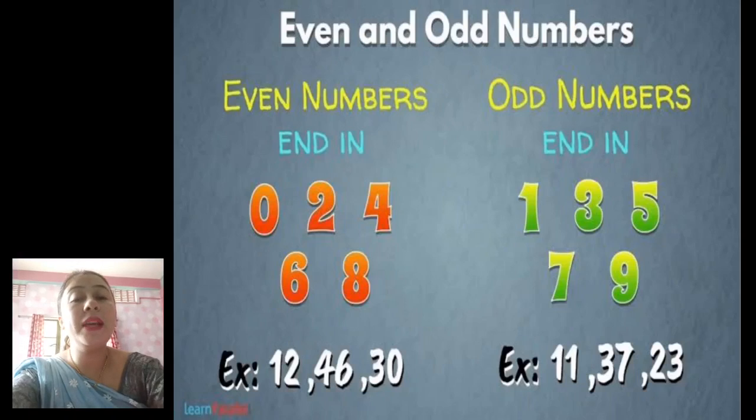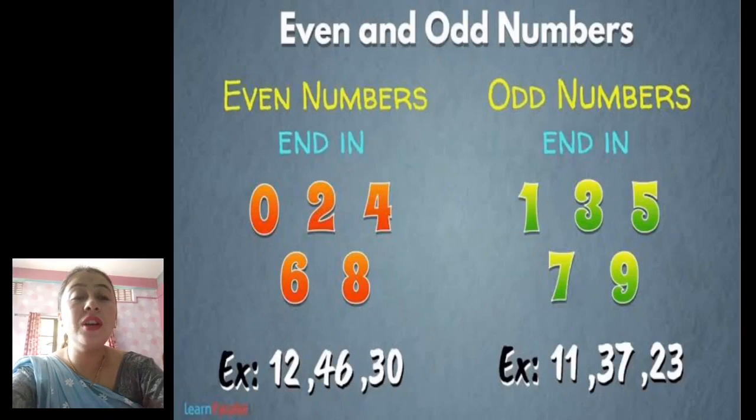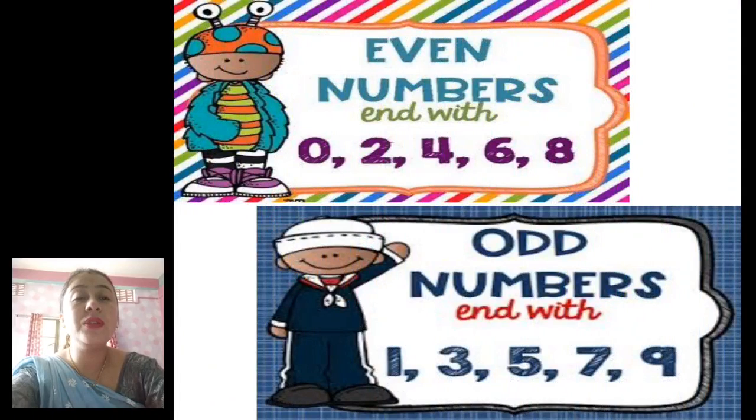And the odd number ends in 1, 3, 5, 7 and 9. So you can say 11, 1 is there in the ones position, so 11, 7 is there in 37's ones position, so 37, 23, these all are odd numbers. So even number, I am repeating it again children, even number ends with 0, 2, 4, 6, 8 and odd number ends with 1, 3, 5, 7 and 9.